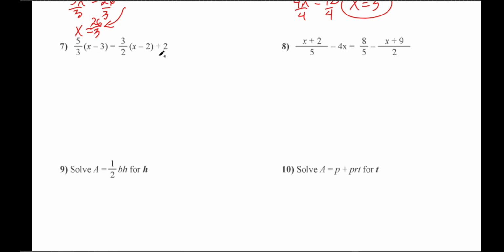The thing we don't like about this are the fractions. So we have to get rid of the denominators. Getting rid of the denominators actually makes them not fractions anymore. So look at my denominators. I got a 3 here, and I got a 2 here.